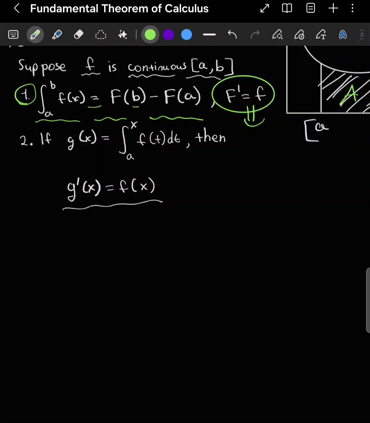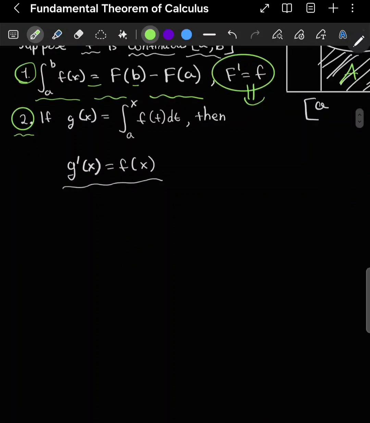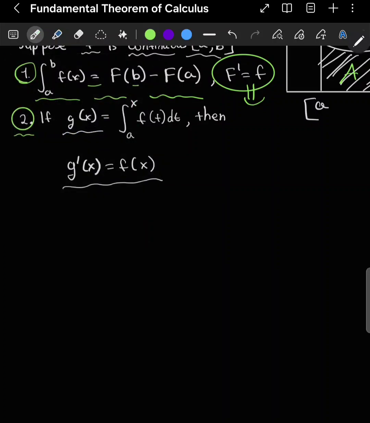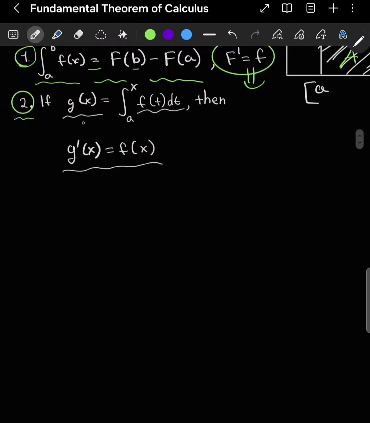That's really important. So second, we're going to focus on this one. Second, if g(x) equals the integral from a to x of f(t) dt. So there is a g(x) here, right? Over here. So if g(x) exists between a and x, this x here is not a fixed value, it's just an x within this interval, then if we take the derivative of g(x), it's going to be equal to f(x).